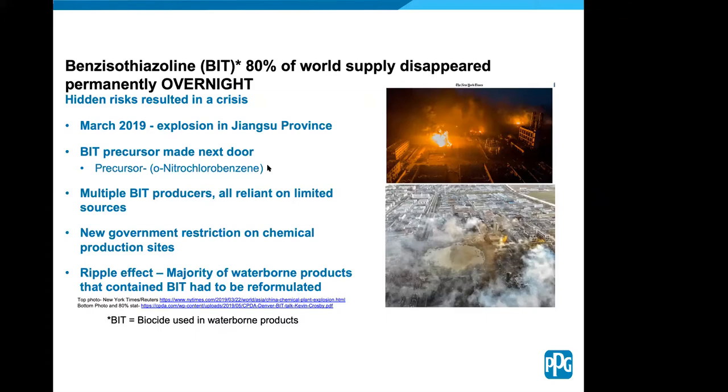So why do you care? Well, BIT is an important biocide used in products near and dear to my heart, such as architectural coatings or paints. It's also used in other home and personal care products and is a very effective and low-risk biocide to use inside of those products. So a real example, again, of how these disruptions can have lasting effects that roll through the supply chain. Again, what was the industry's response? A substitution response where they put other biocides in. Again, there are always trade-offs with those. They can be cost, and in this case, both cost and risk profile.